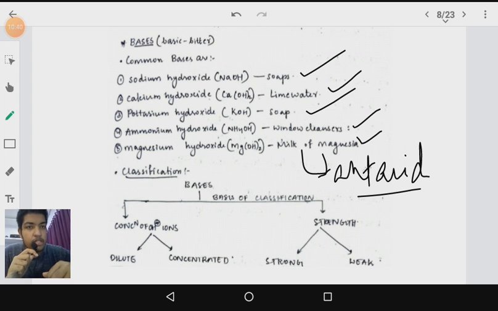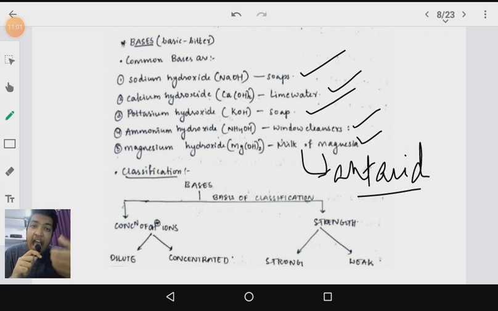So what can you conclude from here? You can conclude that the anionic part is the same, that is OH. So we can say that if a particular compound is having OH in its formula, then probably that could be a base.